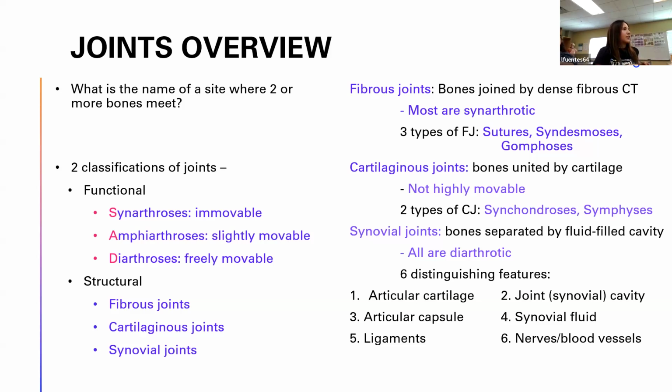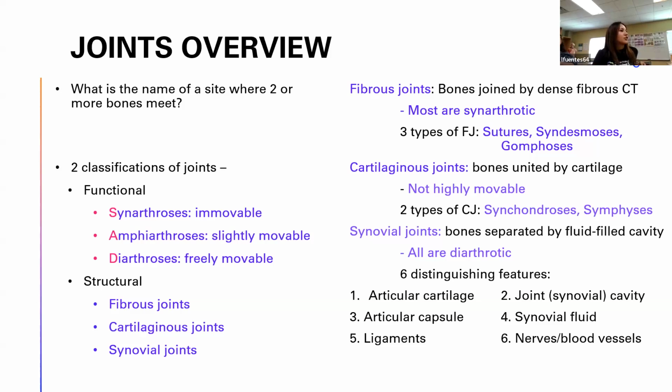Can anybody think of another type of cartilaginous joint, which again is bones united by cartilage? Think in your chest area. Oh, in the sternum, yes. On George, we have the sternum and then the ribs, which are connected via that cartilage right here.